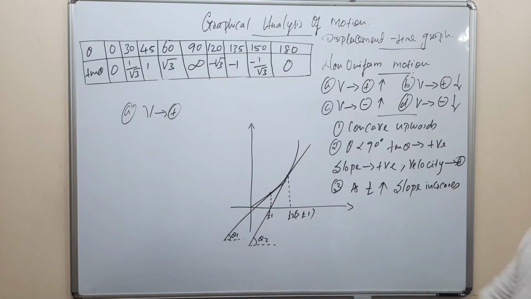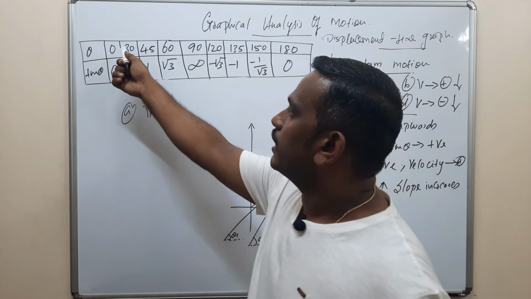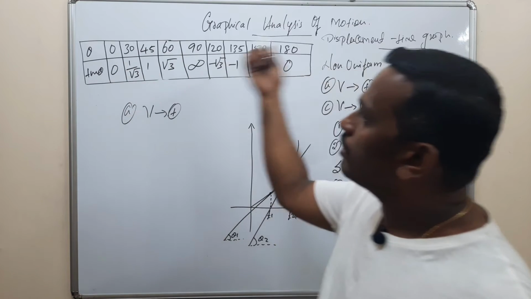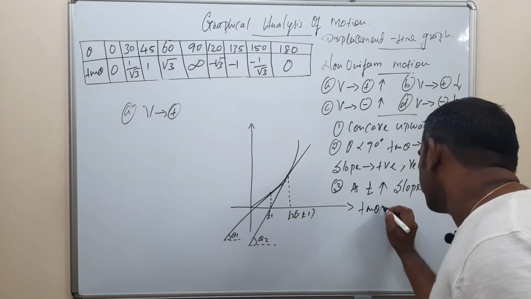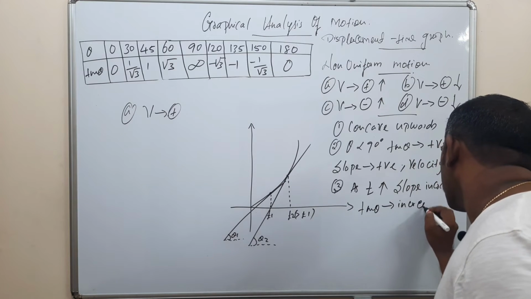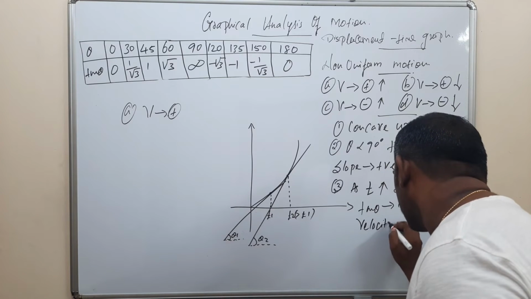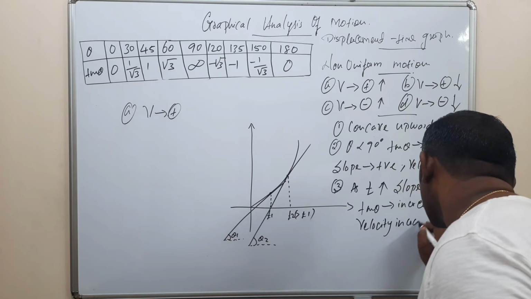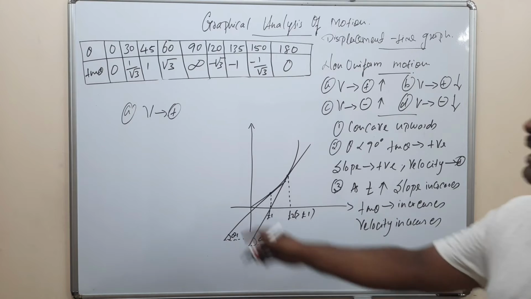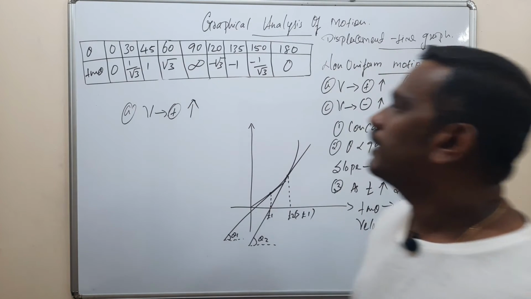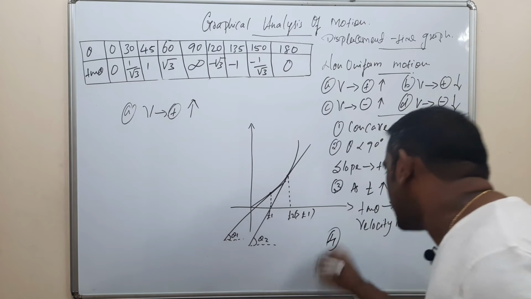Slope increases. So on the positive side, as the angle value increases, tan theta value also increases. Tan theta increases means velocity increases. So velocity positive, increasing. So here what about the acceleration?